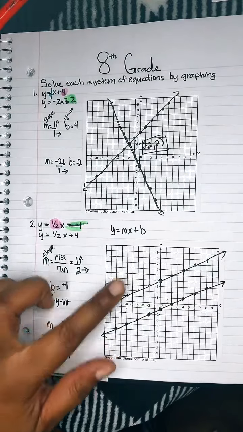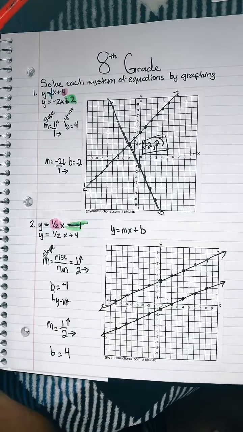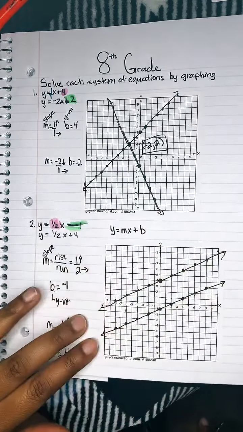Now, let me explain something. Does anybody know what type of lines these are called? Thank you for the like, Anna. Parallel. TC said parallel. Yes. These are parallel lines.